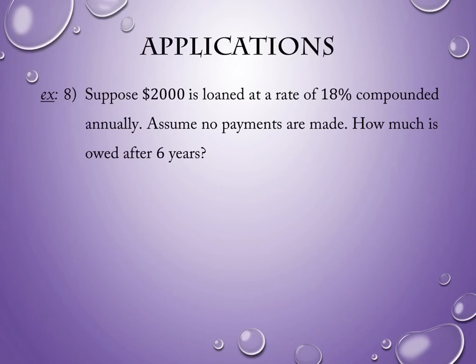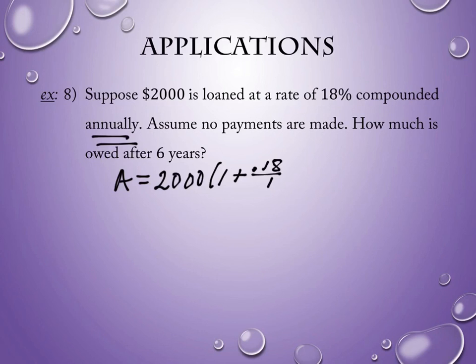Really high. So, we have A equals 2,000, because that's my principal, times 1 plus my interest rate. My interest rate is 18%, so this is 0.18 over n. N is the number of compoundings per year. Now this is annually, so annually means 1. And then raised to the 1 times t for time. Time in years, and this says 6. So I have it raised to the power 6.